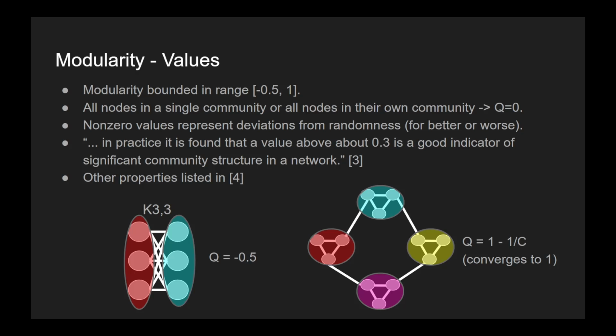So a modularity score of 0 means that the community structure is no better than a random deviation. A negative value means it's worse, and then a positive value means you have more links than are expected. A quote from a paper says that in practice, if the value is about 0.3, it's a good indicator of significant community structure. And then there's other interesting properties that are listed in this reference if you want to view that on your own.